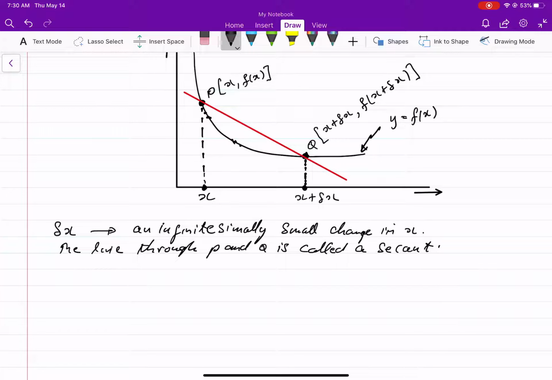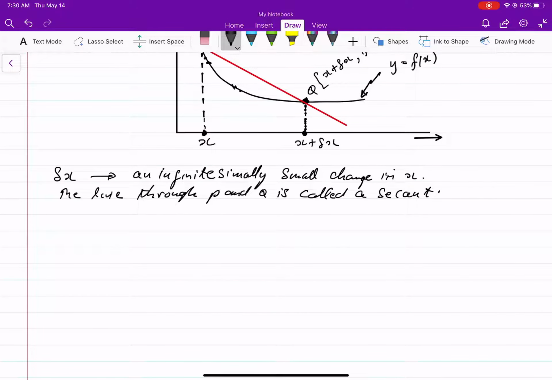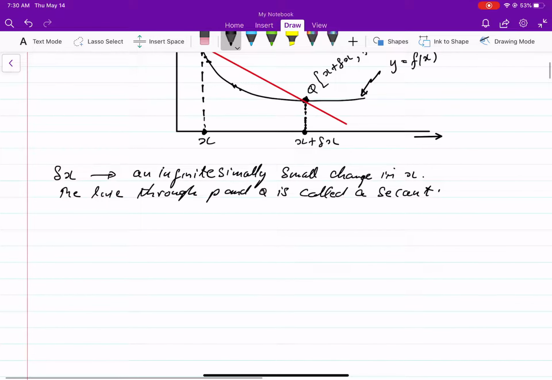And we can actually try to find the gradient of that secant. You would remember that the gradient of a line, once it's passing through two known points, you can find the gradient of that line as y2 minus y1 over x2 minus x1, right? So the gradient of the secant, I'm going to represent it as m subscript secant.